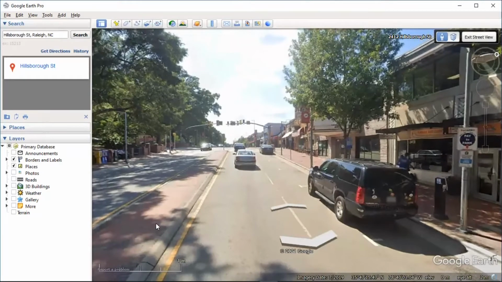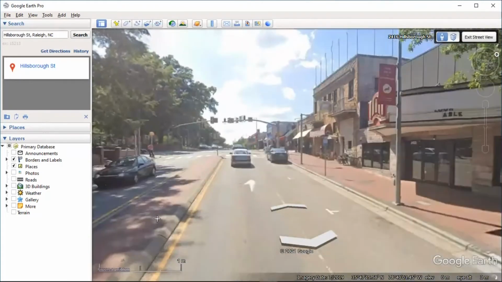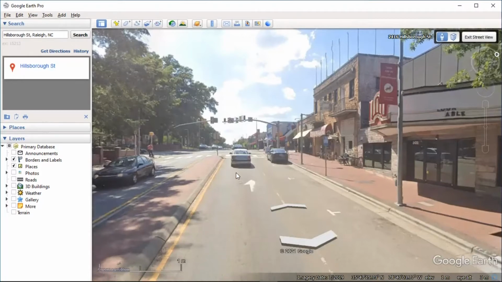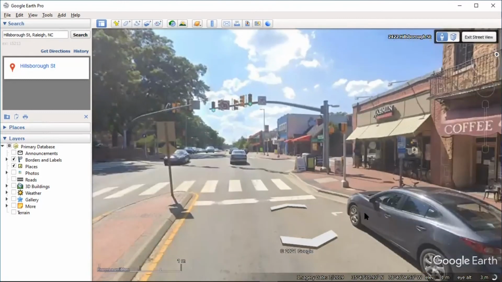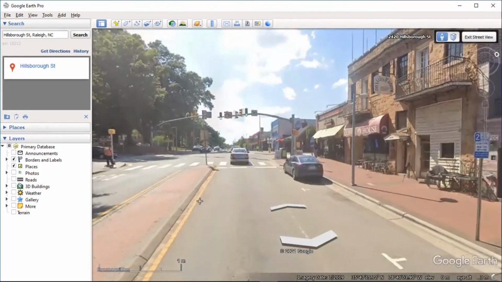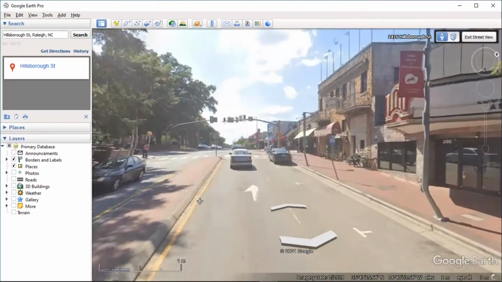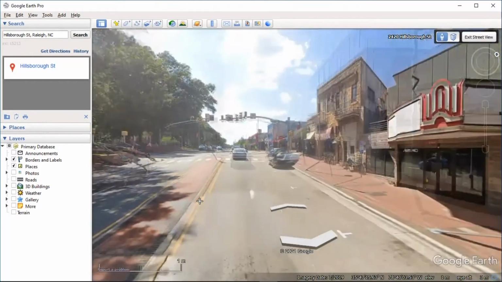Raised island, you notice? It's not raised very high, so that if there is an emergency vehicle or ambulance, or something, they can drive over it. Okay, and as you can see here, now the distance for crossing is significantly lower. Okay.